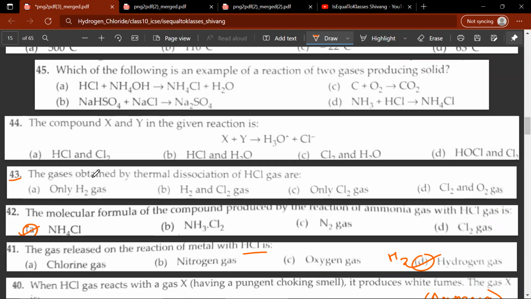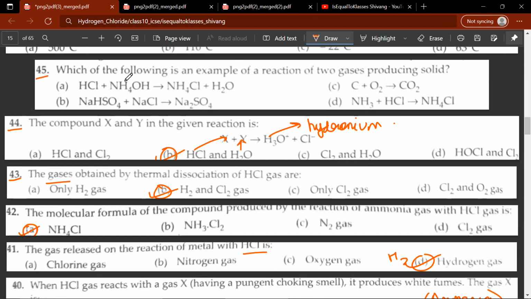43rd question, the gases obtained by thermal dissociation of HCl gas is. This would be B, hydrogen and Cl2 gas. Cl2 in the sense chlorine gas. The 44th question, the compound X and Y in the given reaction is. So you have X plus Y gives H3O plus. This is also known as hydronium. Hydronium plus chloride ion. So this would be HCl and H2O. So HCl is X and H2O is Y.